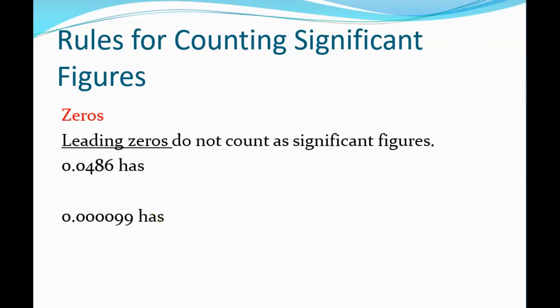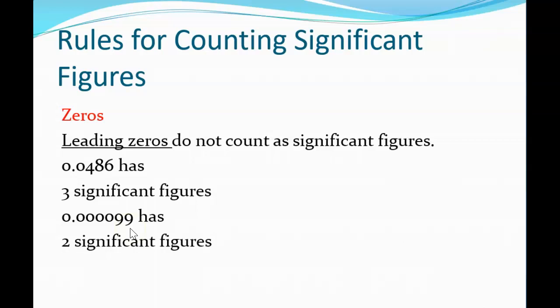Now, the tricky part is when you start to get to zeros. Zeros are very tricky. So we're going to be talking about leading zeros, middle zeros, and trailing zeros. Leading zeros are where the zeros are in front. Those do not count. So I can get rid of that, where 486 counts, so I have 3 sig figs. In my next question, all my leading zeros, leading never counts, so all I have is a 9 and a 2. Leading zeros never count.